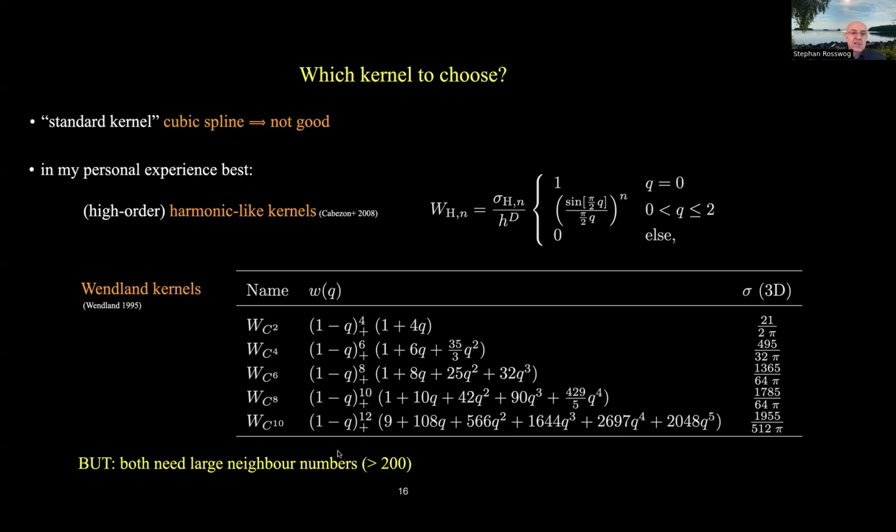But if you want to use these high-order kernels, you really need large neighbor numbers. Otherwise, you have a very bad density estimate. But if you have large neighbor numbers, you get a very good density estimate.